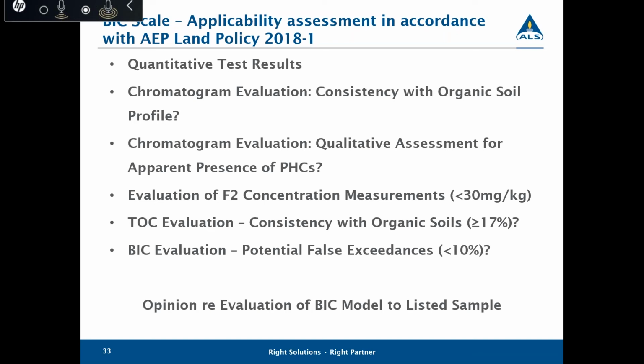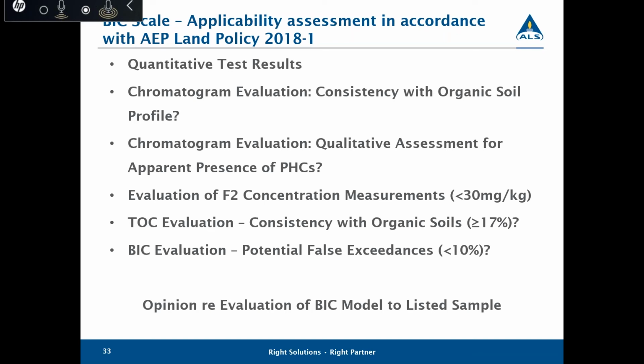First of all, obviously there have to be quantitative test results provided for F2 to F4 analysis. Second of all, the chromatogram evaluation has to be done, comparing the chromatographic profiles from the CCME F2 to F4 test method.